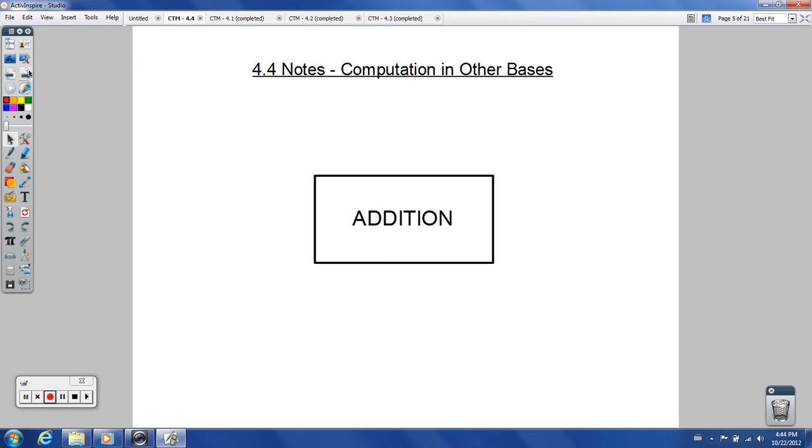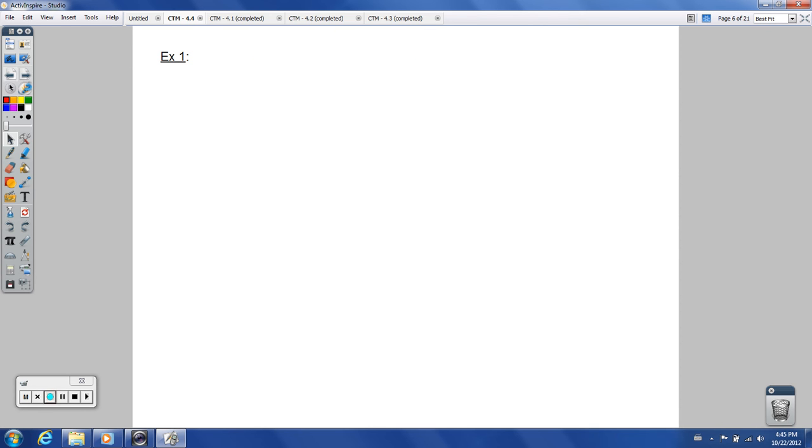Let's anyways move on to, okay, now title this in your notes, 4.4 notes, computation in other bases. Let's give a heading up towards the top here. This is going to be addition. So we're going to have 4 different headings like this. We're going to start off with addition. So let's now check out example 1 here a second.